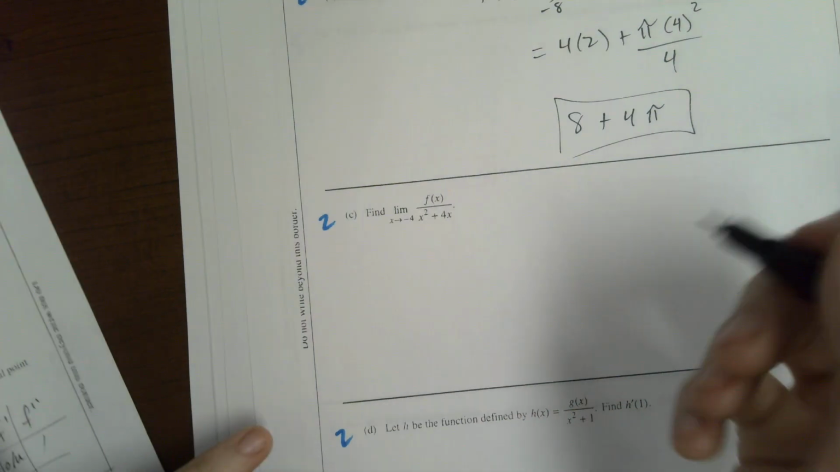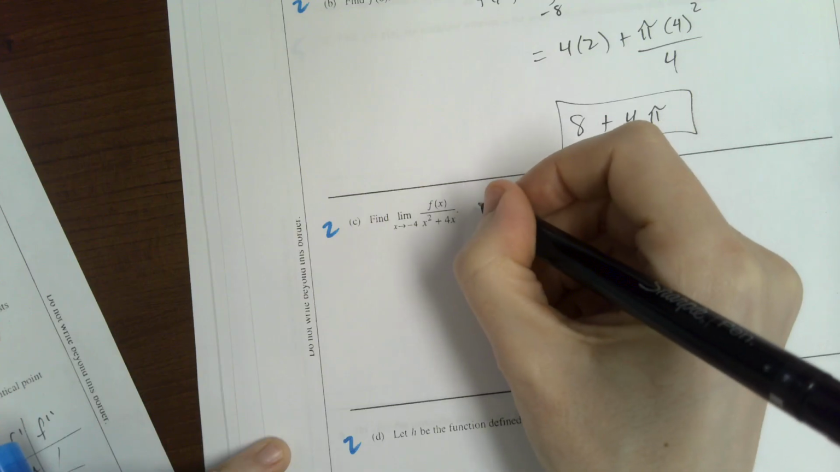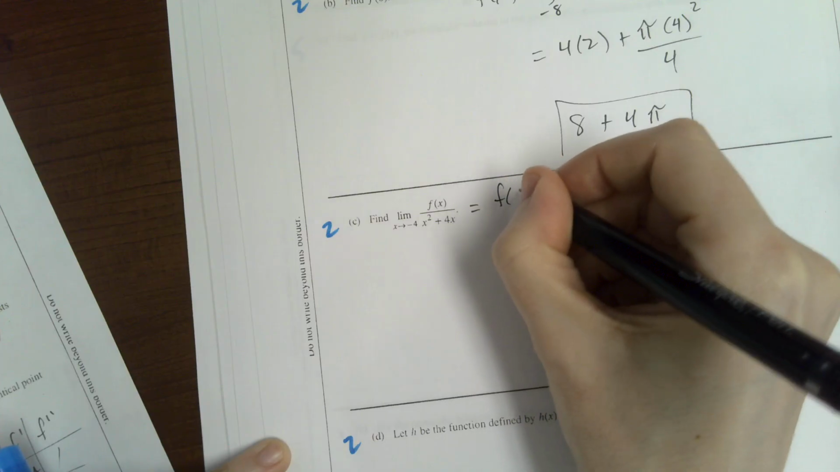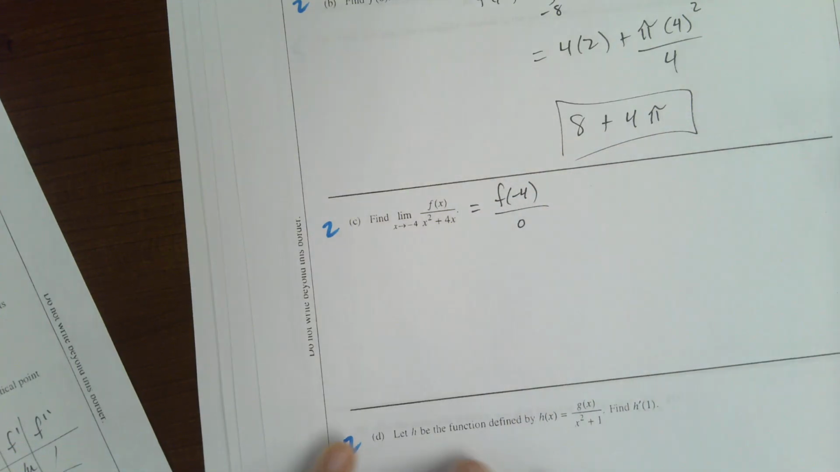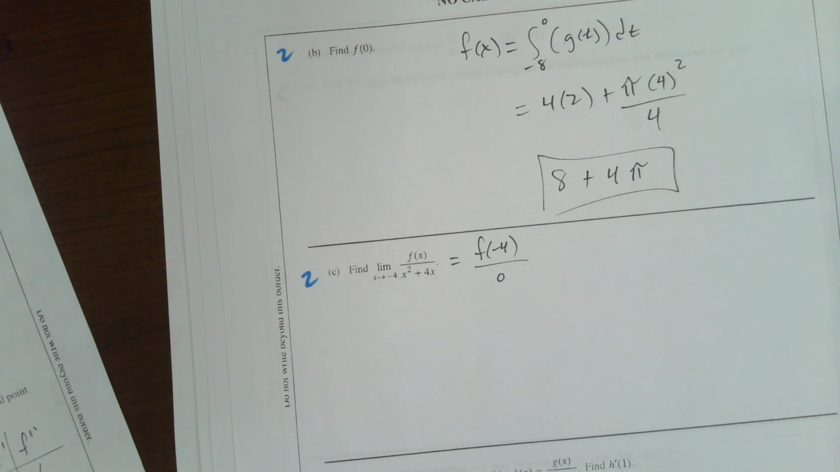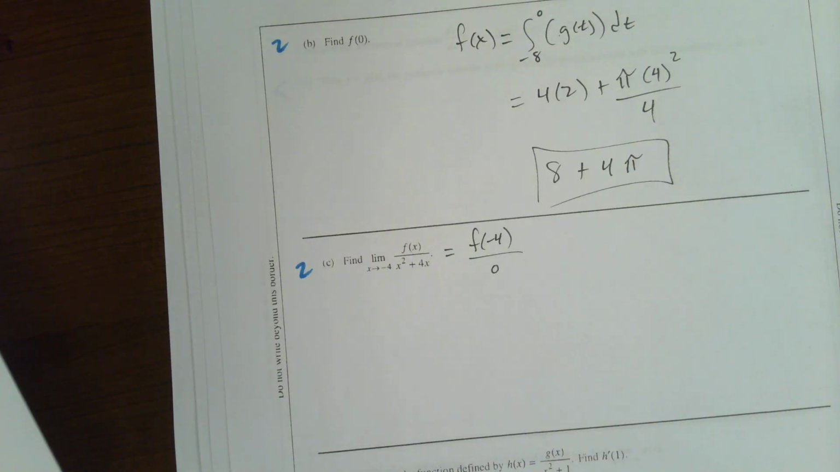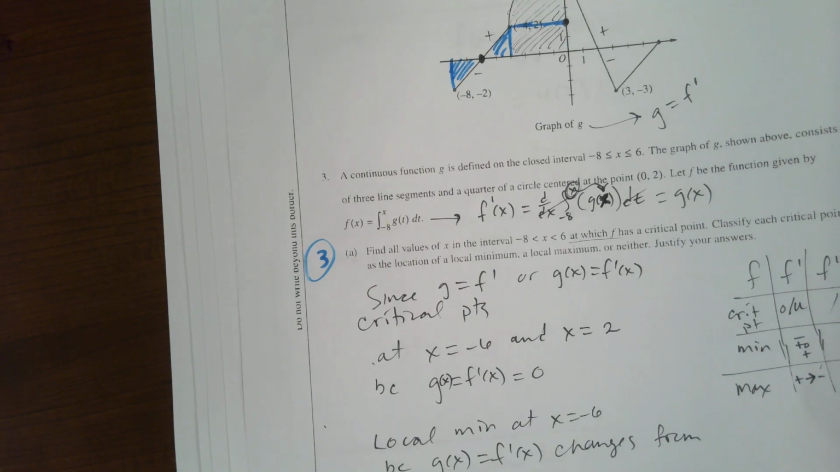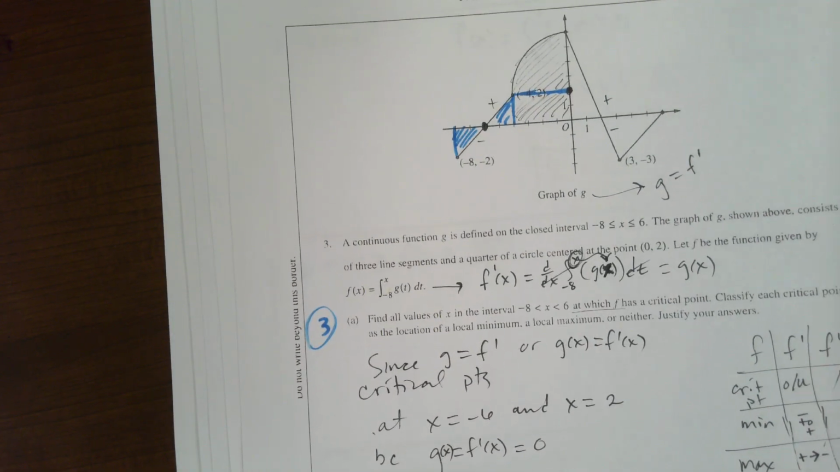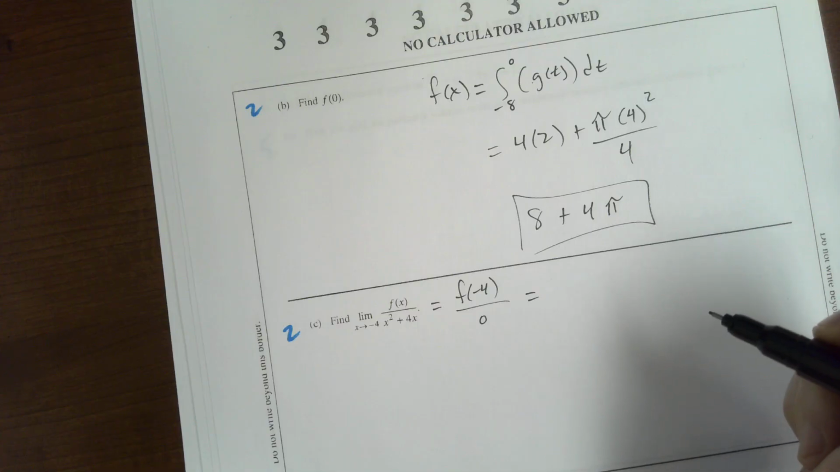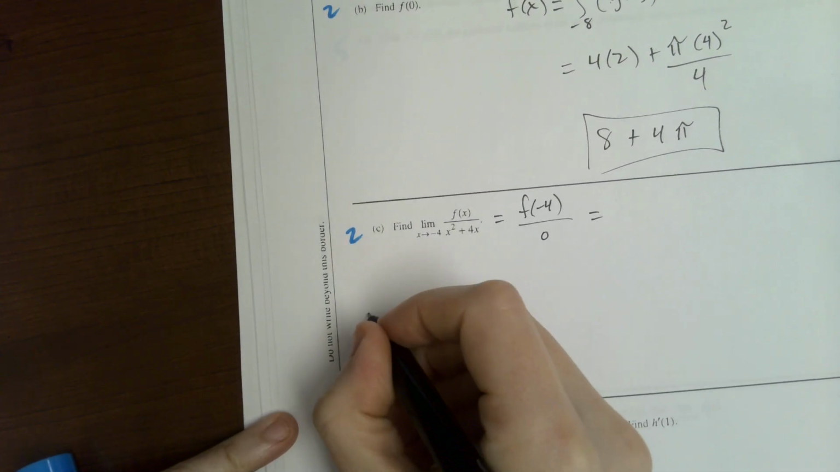So when you're doing a limit, the first thing, guys, is direct substitution. So this is equal to f of -4 over 0. Now, if f of -4 is 0, then I have 0 over 0, and I can use L'Hopital's rule. So I have to find f of -4. I can actually just do it down here.